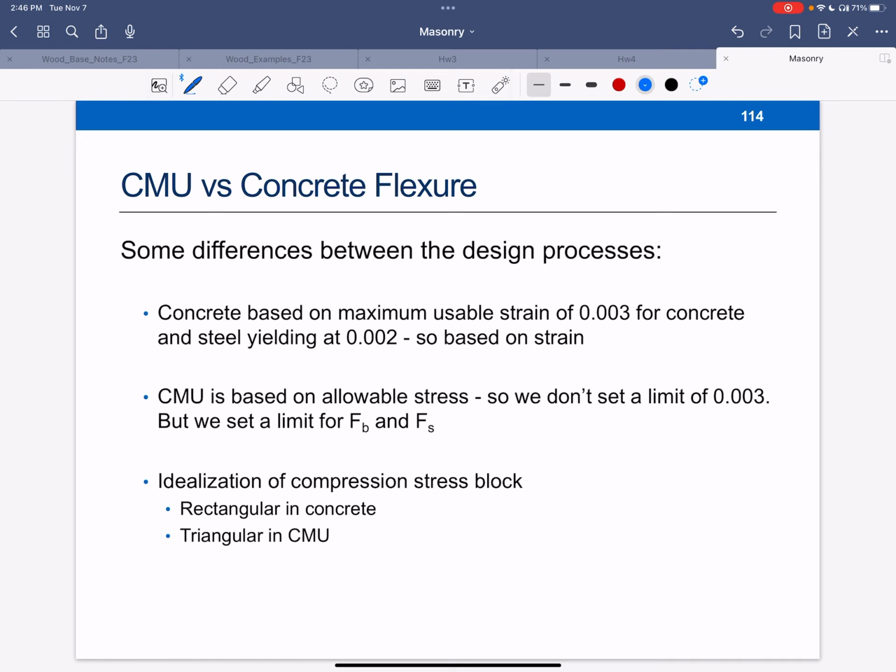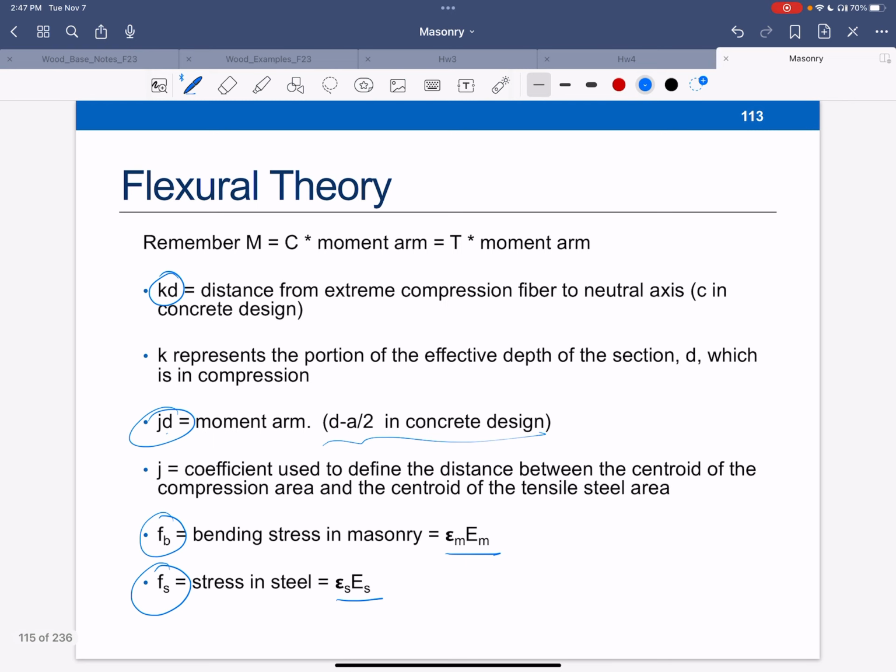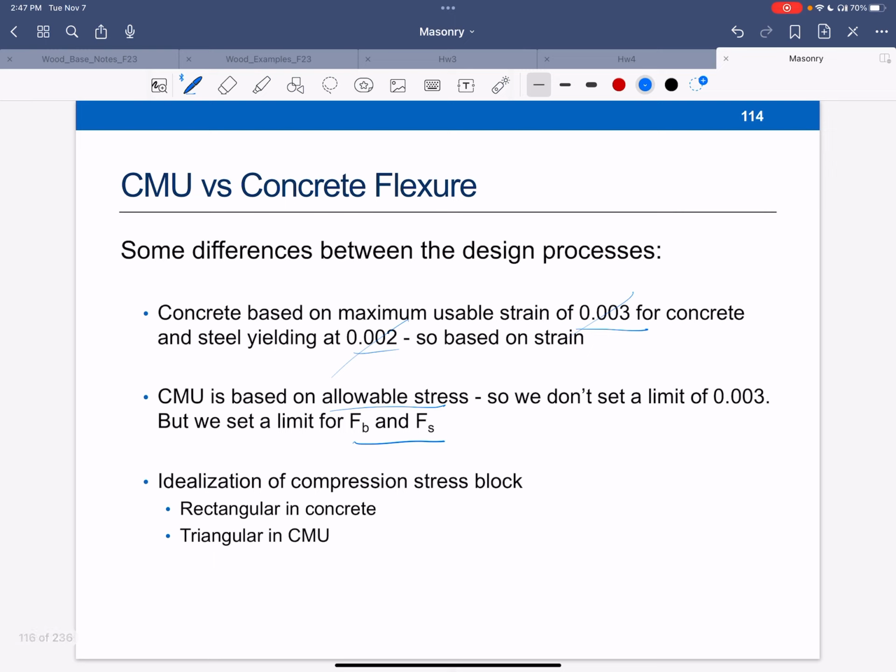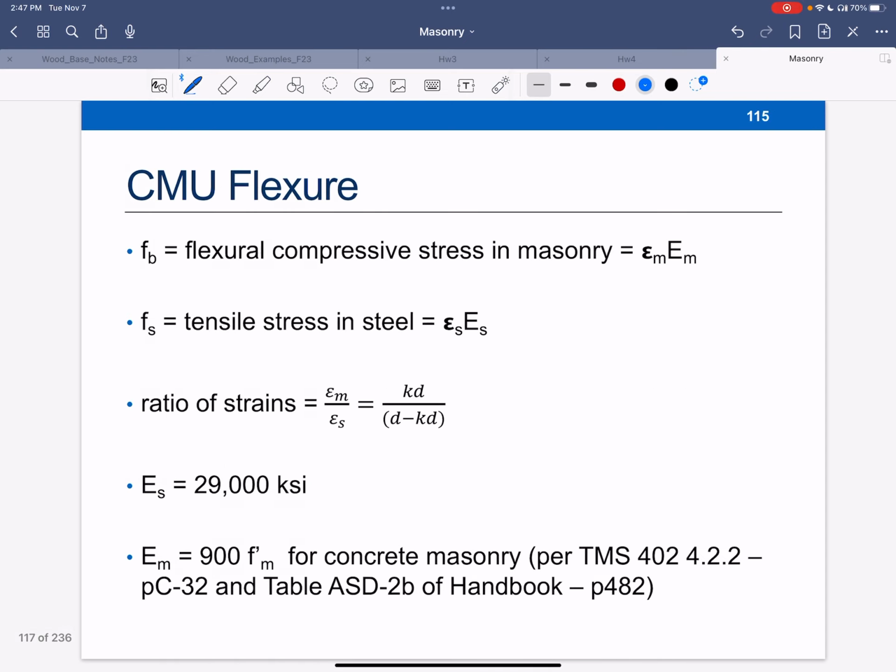Okay, so concrete versus CMU, some differences. No crushing strain or yield because that's ultimate. Allowable stress. And we put limits on the masonry and steel bending stresses, or the stress in the masonry bending, and the tensile stress in the steel. So we don't have that crushing piece. The compression block is rectangular in concrete, versus, so we're not doing concrete, we're doing the triangle for masonry. Okay, hopefully I didn't confuse you a lot there, but we're going to do problems.